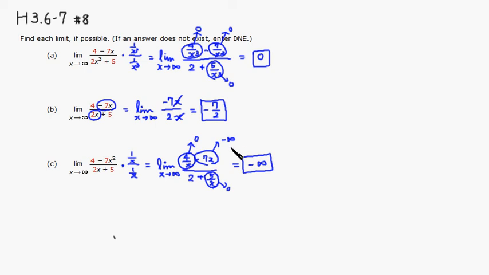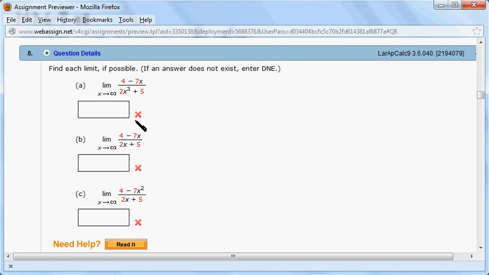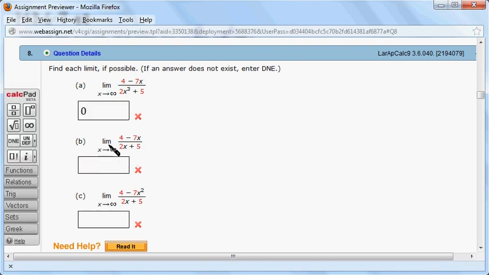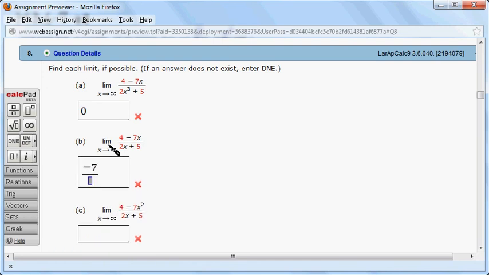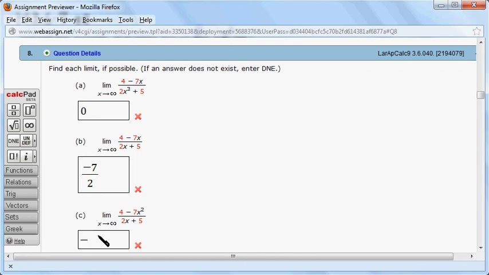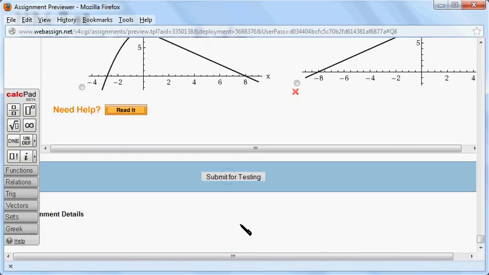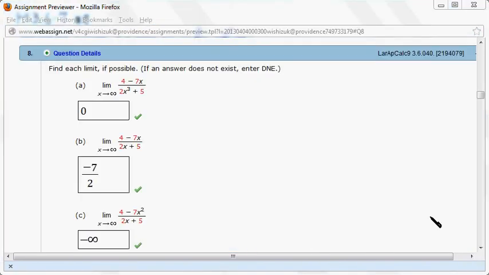All right, let's type these numbers. The first answer was 0. The next one was negative 7 over 2. The last one is negative infinity. Let's see if these are correct. Submit for testing. I came back and it looks like we got them all correct. That's it. I hope that this was clear.